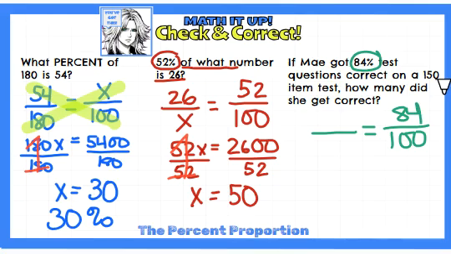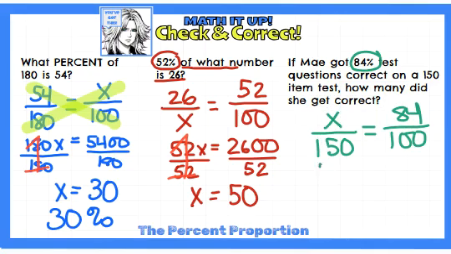Now let's take a look at this. The test questions, she got 84% of them correct on a test that had 150 items. That sounds like a total. So again, my total goes with the 100 here, and the portion, the 84%, is lining up with what number is going to give me that 84%. That is my part.